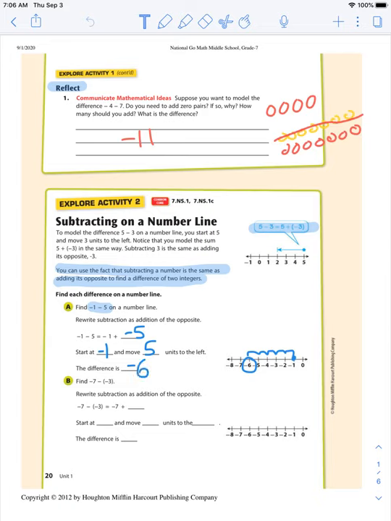All right, so in example B, I have negative 7 minus negative 3. Subtracting negative 3 is the same thing as adding its opposite, which is positive 3. So we're going to rewrite this as negative 7 plus 3. You can write positive 3 if you want. We're going to start at negative 7, and we're going to move 3 units to the right this time because we're moving more positive. So start at negative 7, move 1, 2, 3 units. My answer is negative 4.